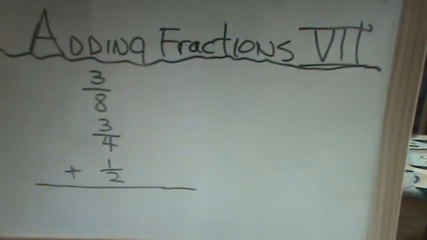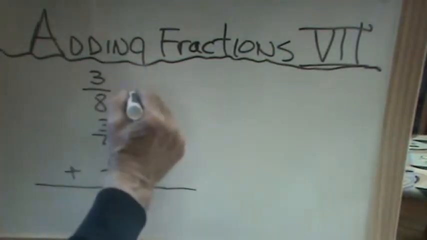Let's take a look at this problem. Here we have three fractions. And it really doesn't matter how many fractions we have. We could have 1,000. The process is always the same. Our denominators are different, so we cannot add them.